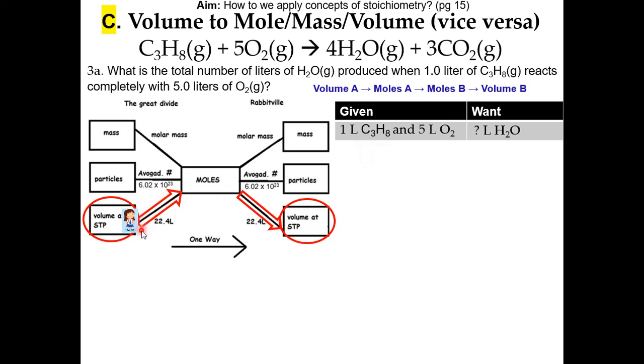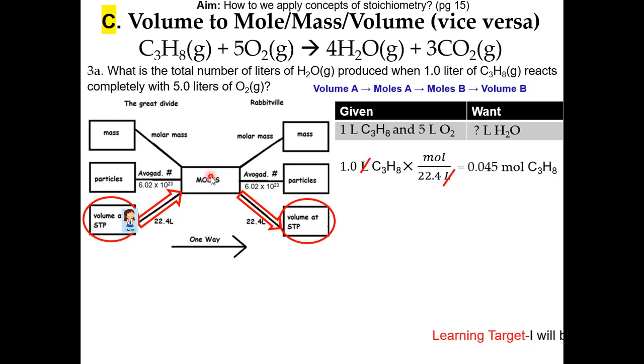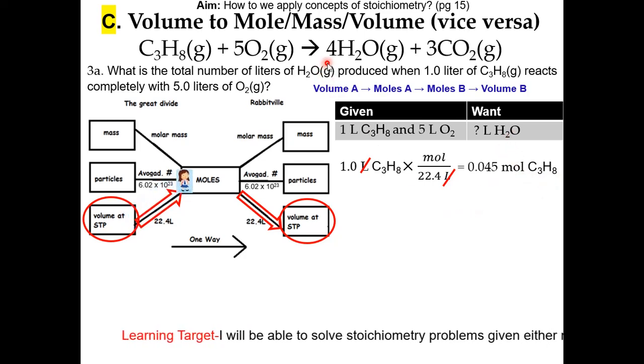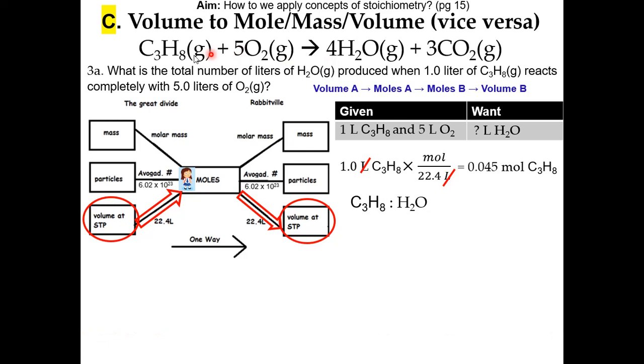So we first have to divide by 22.4 to get the moles of C3H8. By doing this, we get 0.045 moles of C3H8. Next, we do a mole ratio between C3H8 and H2O. Based off the chemical equation, the mole ratio is 1 to 4. We have 0.045 moles of C3H8. If we cross multiply, we get 0.18 moles of H2O.